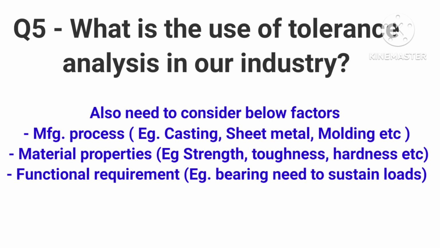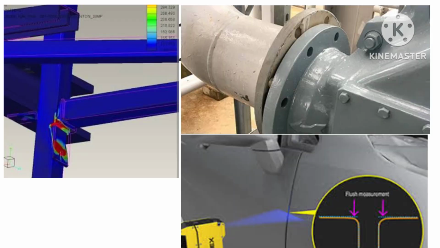After applying tolerance, we can ensure proper fit, functionality and assembly of the final product, so we can avoid issues like interference or misalignment or any gap occurring between the components. Such types of technical issues we need to avoid by using tolerance analysis.